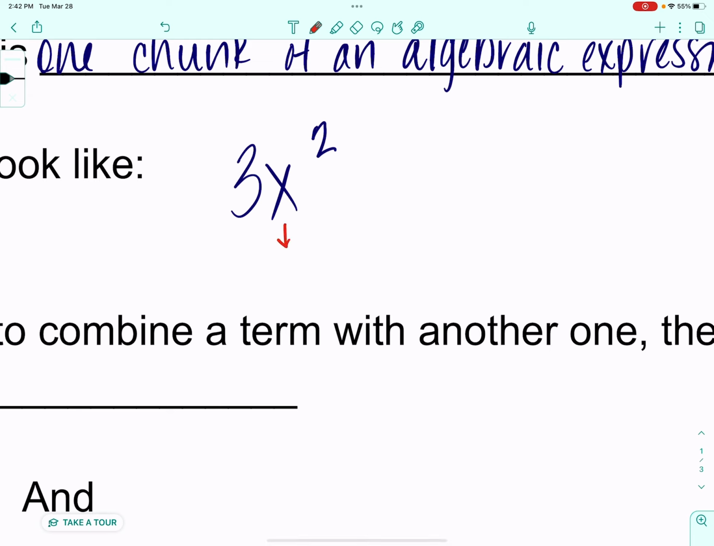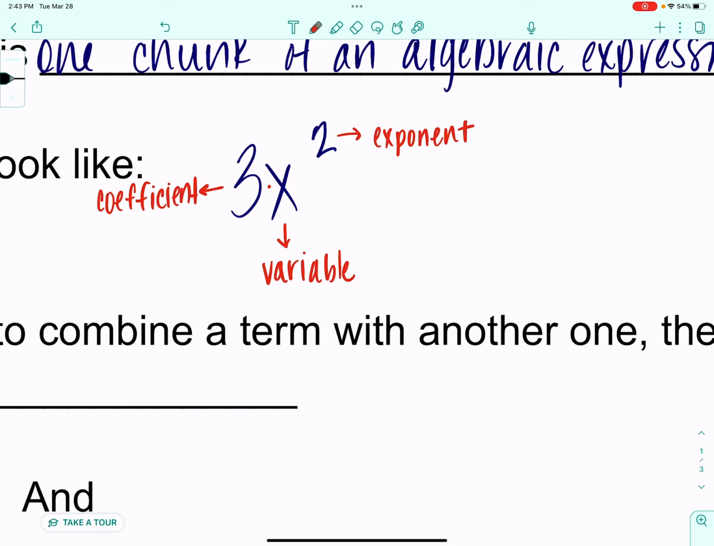Remember that the letter involved in the term is our variable, and that is a letter that takes the place of a number. The little number up near the top is called an exponent. And the big number out in front, that's multiplied by the variable, is the coefficient. All of those are going to be very important when we collect like terms.